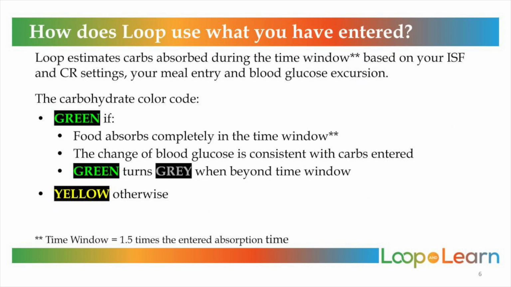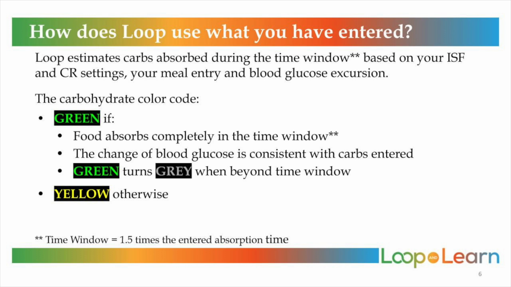On the carbohydrate screen, you'll see green, gray, and yellow color coding. Loop estimates carbs will be absorbed within the designated time window. This estimate is fluid and based on 4 Loop settings: ISF, carb ratio, meal entry, and observed blood glucose excursion. It is important to note that Loop will always multiply the entered absorption time by 1.5 as it assumes you might have been incorrect in your entry.